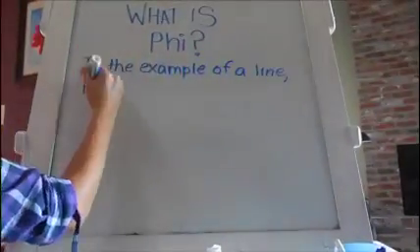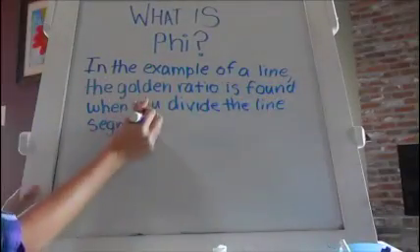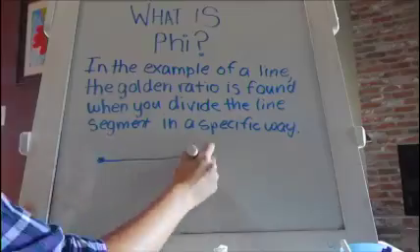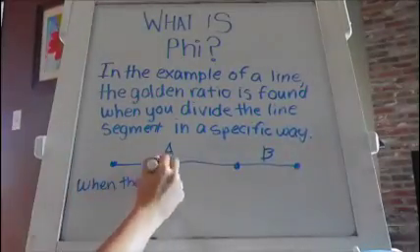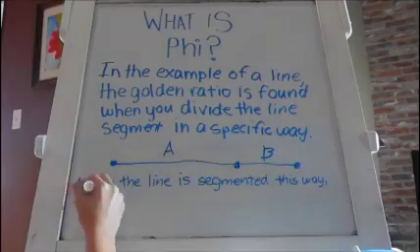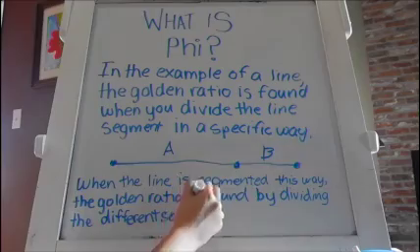In the example of a line, the golden ratio is found when you divide the line segment in a specific way. When the line is segmented this way, the golden ratio is found by dividing the different segments of the line.